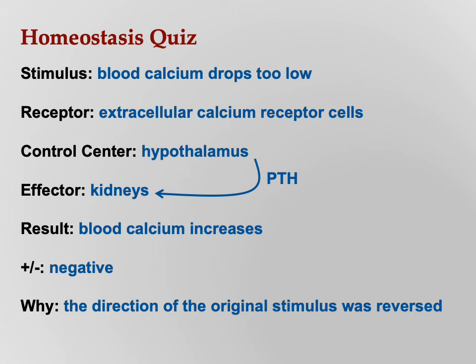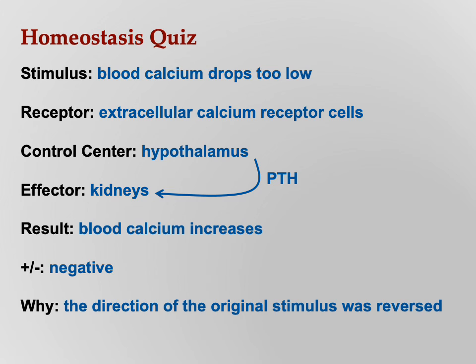What happens as a result of this? The blood calcium increases. It started by dropping, now it's increasing. Therefore, that's a negative feedback loop. And how do you know it's negative? Because the direction of the original stimulus was reversed. We started with calcium levels going down, we ended with calcium levels going back up.